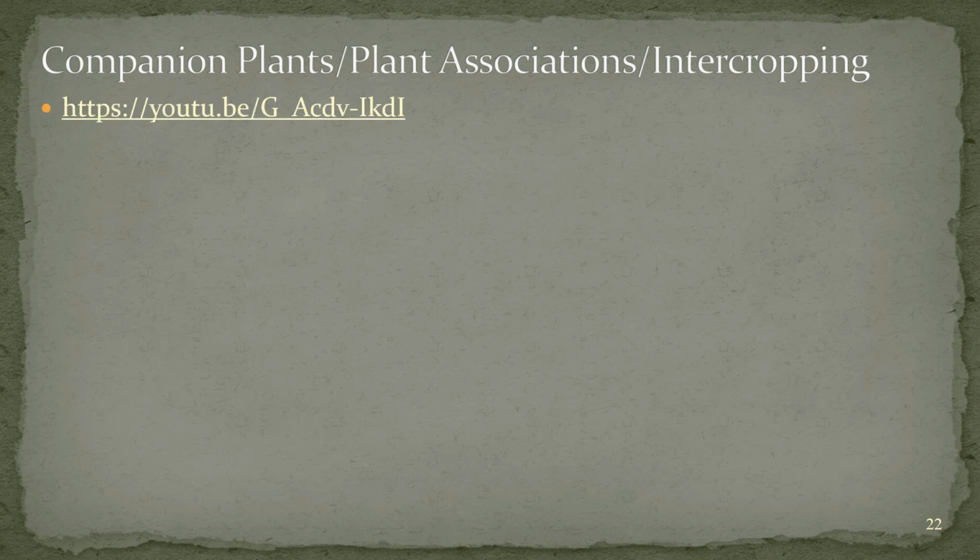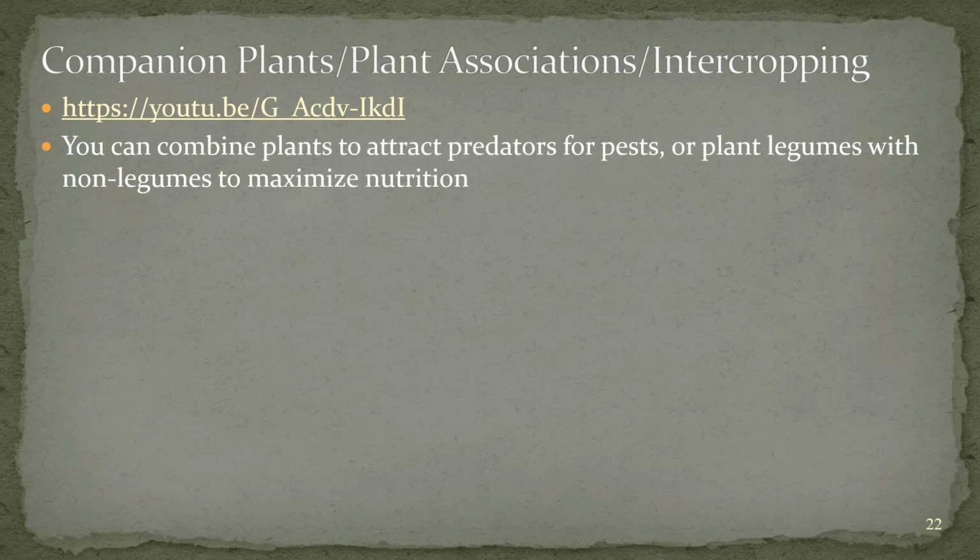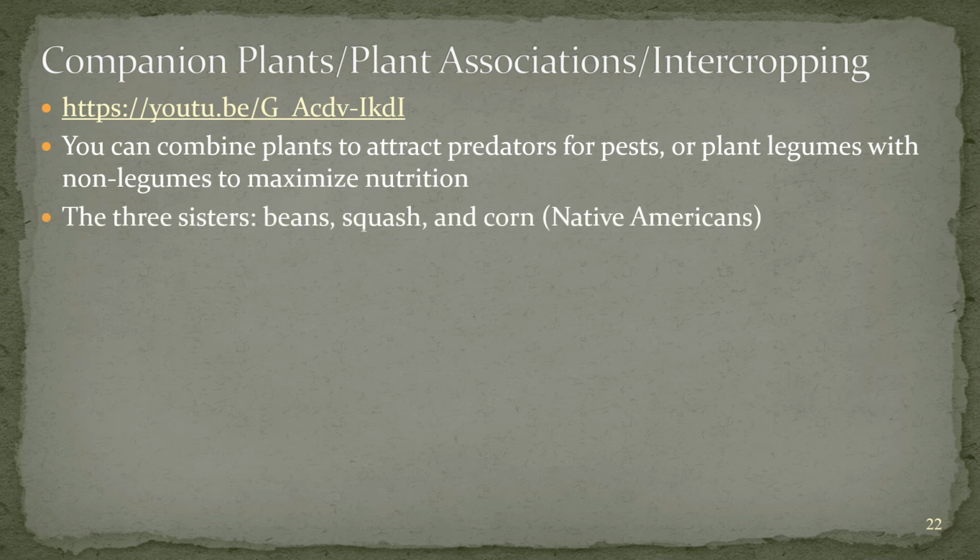So let's talk about companion plants, plant associations, and intercropping. There's a great YouTube video that I want you to watch. You can combine plants basically to attract predators for pests or plant legumes with non-legumes to maximize nutrition. Just to follow up on that YouTube video, I will embed it after this PowerPoint in the page I create.